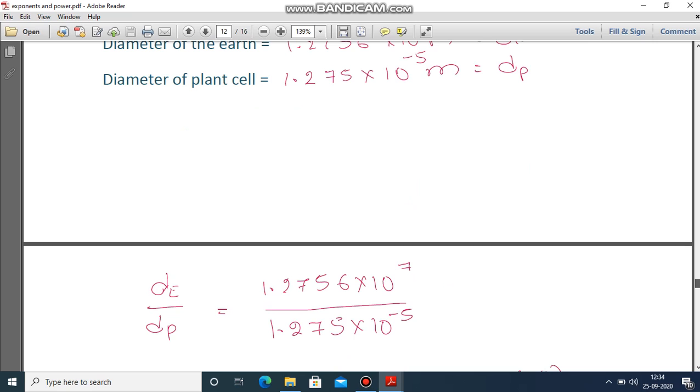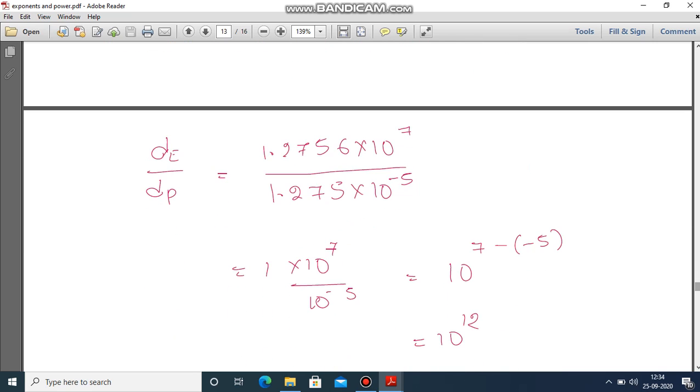So D divided by d p gives 1.2756 into 10 power 7 divided by 1.275 into 10 power minus 5. Here 1.2756 and 1.275 will get cancelled. The remaining is 10 to the power 7 divided by 10 to the power minus 5. It's in the formula of a to the power m divided by a to the power n, that gives a to the power m minus n. So based on that formula, I can write it as 10 to the power 7 minus of minus 5. That gives 10 to the power 12.